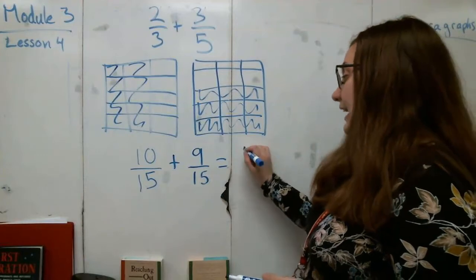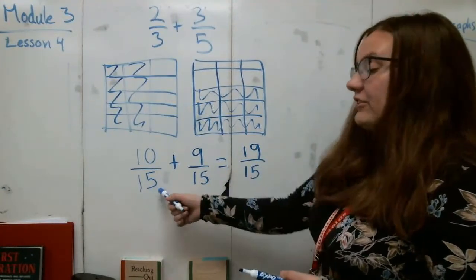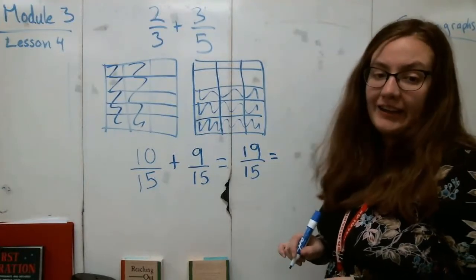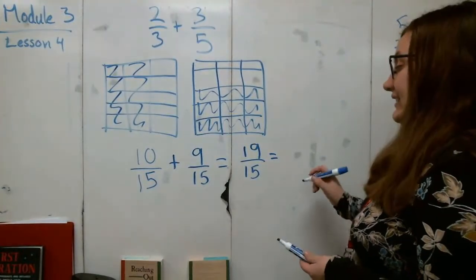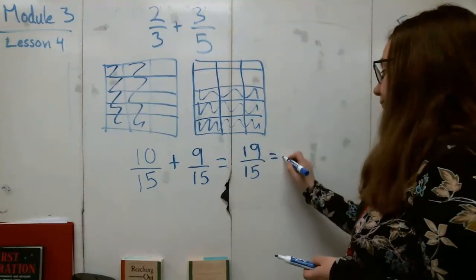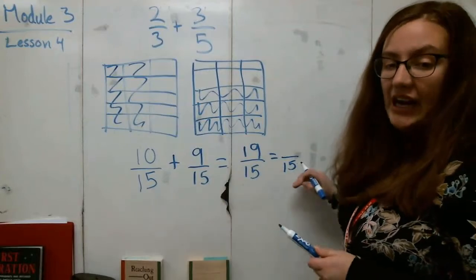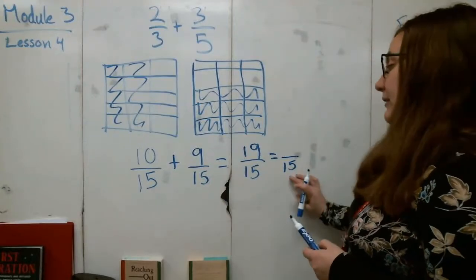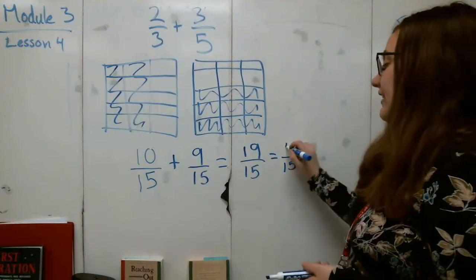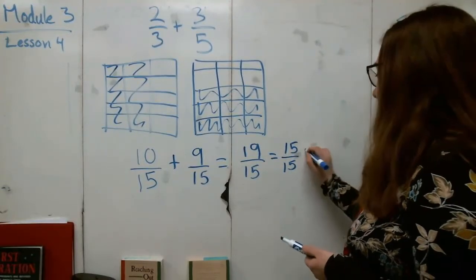So we have 10 plus 9, which gives me 19. And then 15 is just going to stay the same. We do not add the denominators. So I have 19 fifteenths as my final answer. And what I need to do is create a whole number out of this fraction right here. So I know that I need to have 15 as my denominator. That should not change. But I need to think about how I can create a whole number out of 15. So I would need 15 fifteenths to create a whole number out of that.